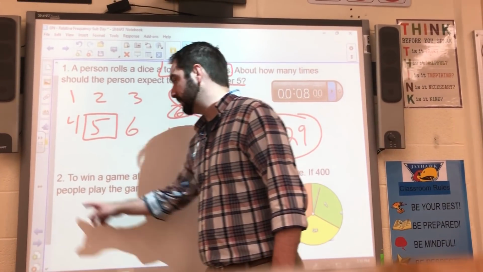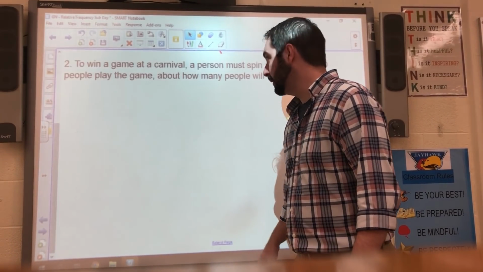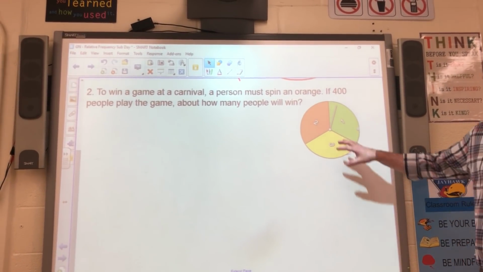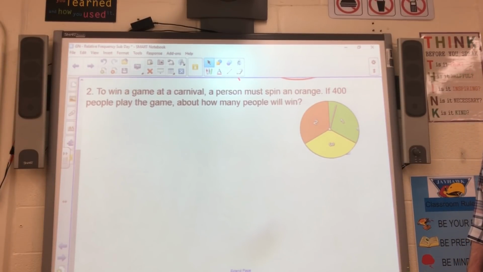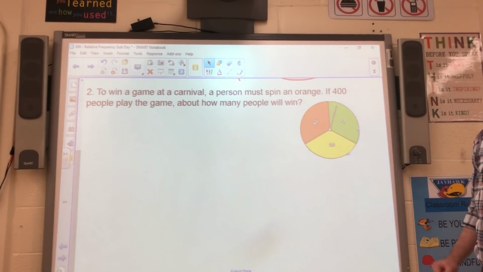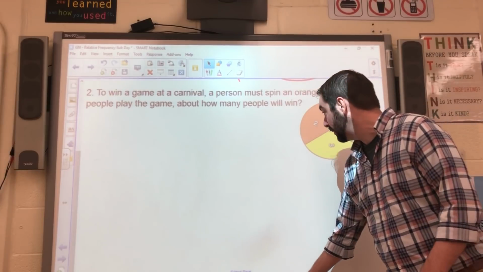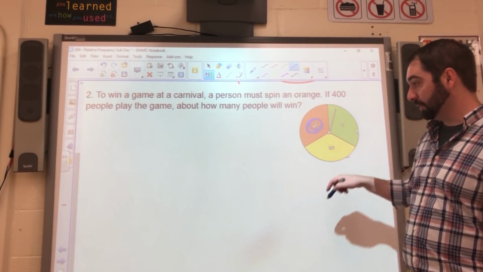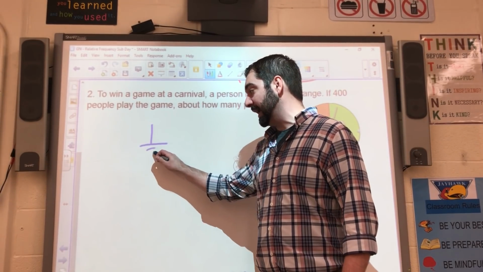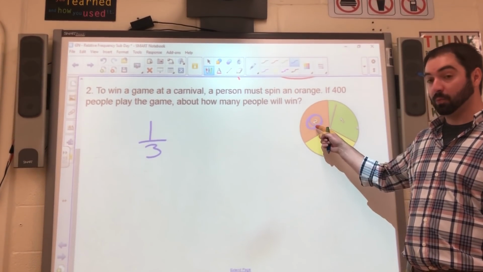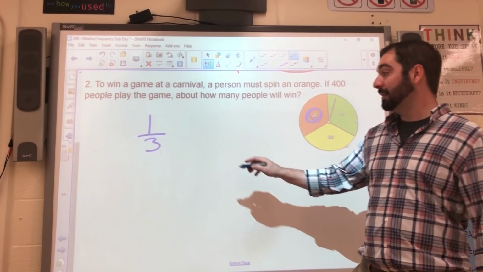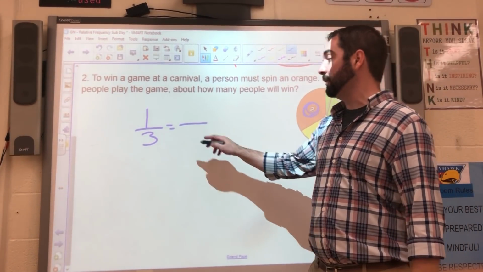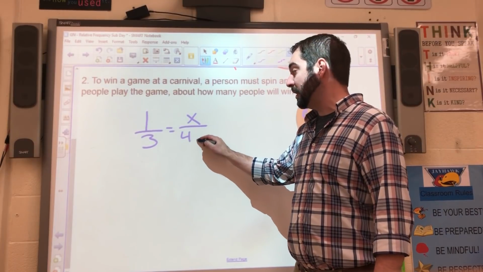Number 2, using the spinner shown. To win a game at a carnival, a person must spin the orange segment. If 400 people play the game, about how many will win? Well, I know that there's 1 orange segment here, and there's 3 total. So I know that the probability that you win this game 1 time would be a 1 in 3 chance. 1 orange, 3 segments. Now we want to see if instead of spinning it just 3 times, how many people could we expect to win out of 400?